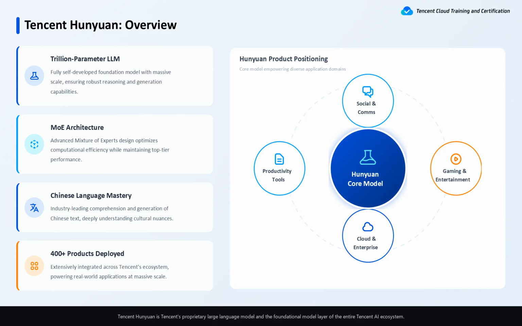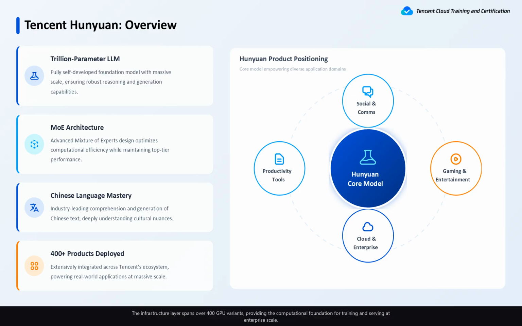Tencent Hunyuan is Tencent's proprietary large language model and the foundational model layer of the entire Tencent AI ecosystem. Its scale is remarkable. Hunyuan powers over 400 products and business functions across the Tencent portfolio, including WeChat, Tencent Video, and QQ. Architecturally, Hunyuan is built on the Transformer Foundation with a mixture of experts design. MoE uses a routing mechanism to selectively activate only the most relevant parameter subsets for each inference request, maintaining very large total capacity while keeping per-inference computational costs manageable, critical for serving hundreds of millions of users at scale.